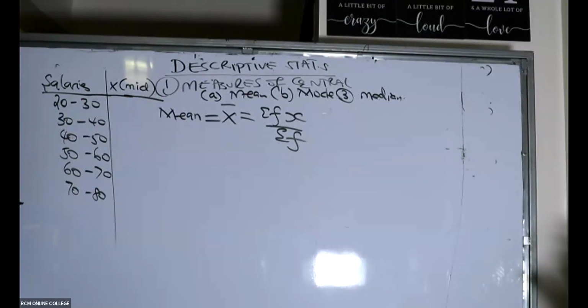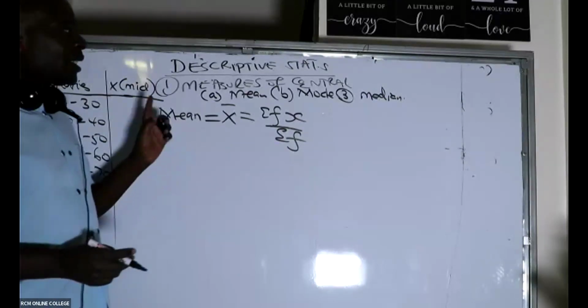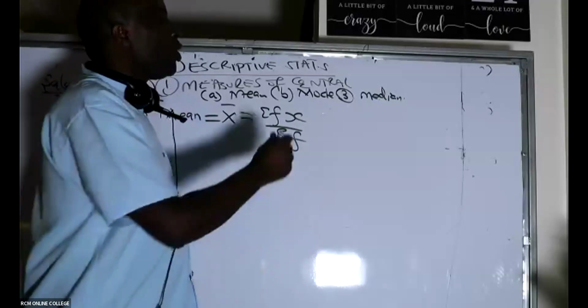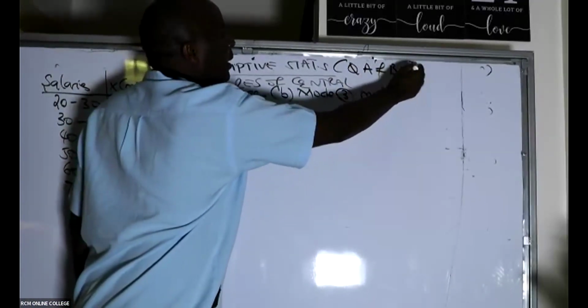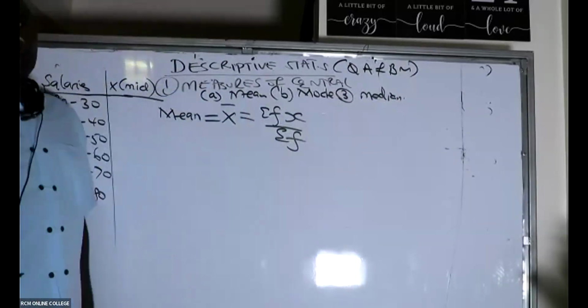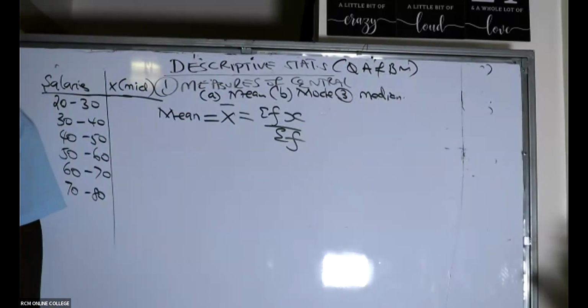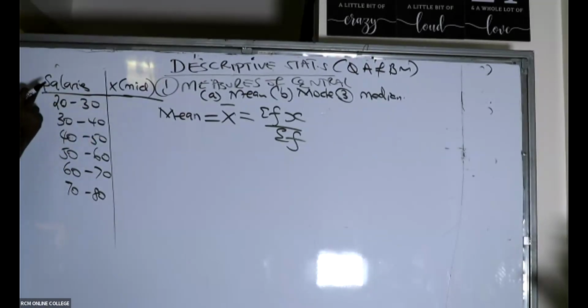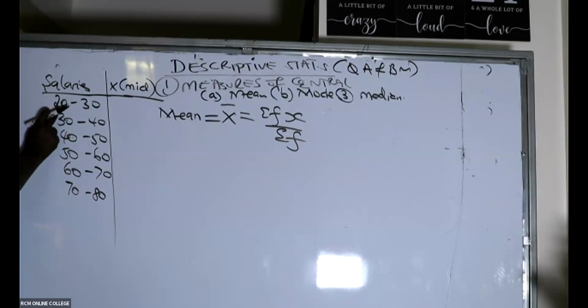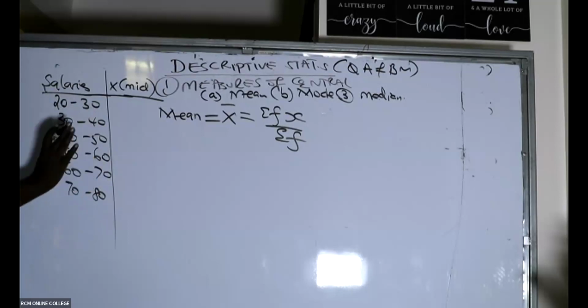And how do I get the midpoints? It's very easy. By the way, I forgot to tell you that this is descriptive statistics. You get them in QA, quantitative analysis, and you get them in business mathematics, the one of ATD. Then how do we get this midpoint? To get the midpoint, you take the lower value plus the upper value, you divide by 2, simple average.